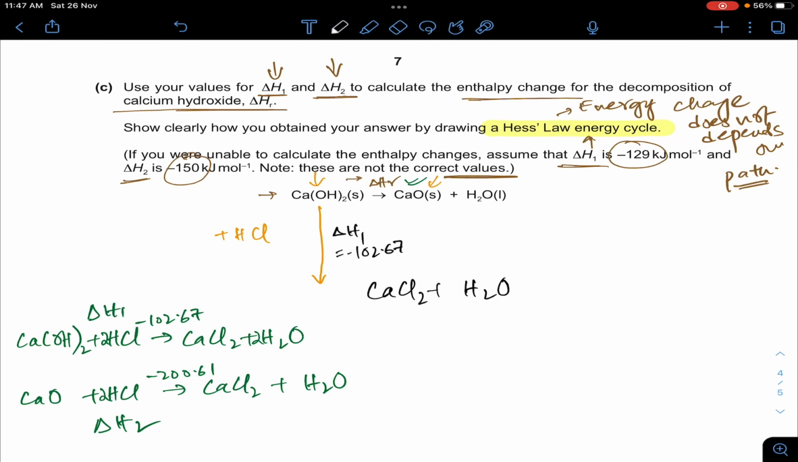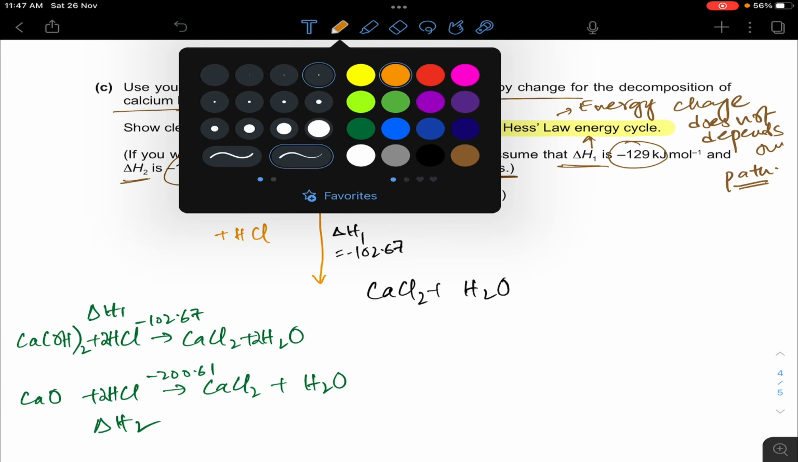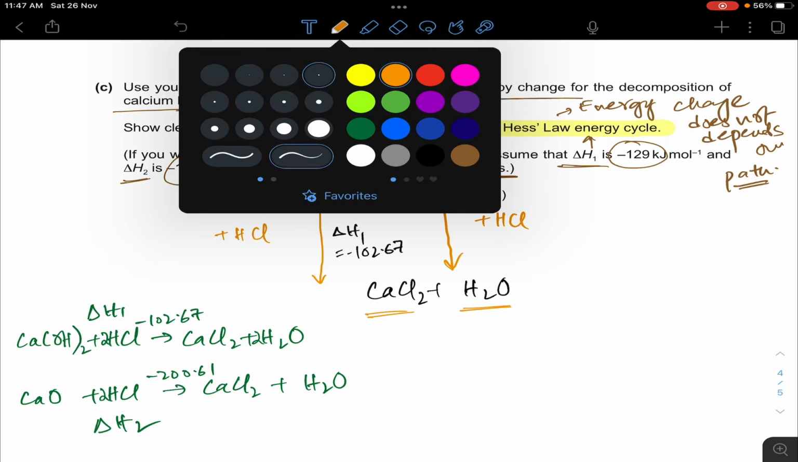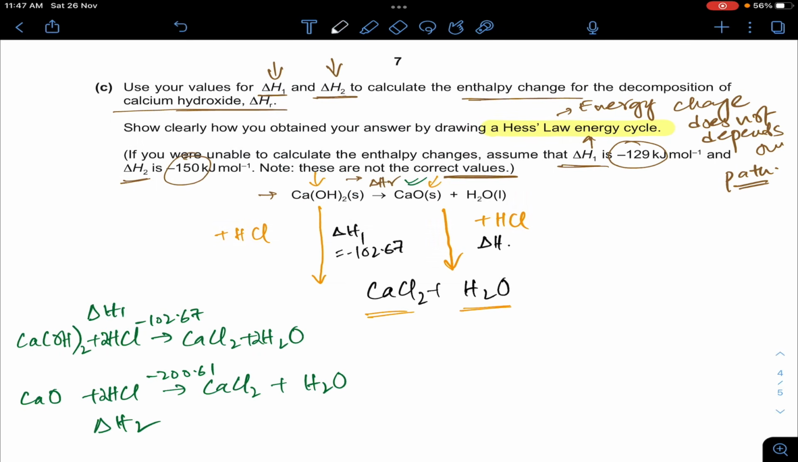102.67. Now the other energy change which we have is when calcium oxide reacts with hydrochloric acid, again we get the same products. So that means we can draw another arrow from calcium oxide: if we react calcium oxide with hydrochloric acid, again we get the same products, calcium chloride and water, and this time the energy change which occurs would be delta H2, and this is equal to minus 200.61. So we have drawn the energy cycle.